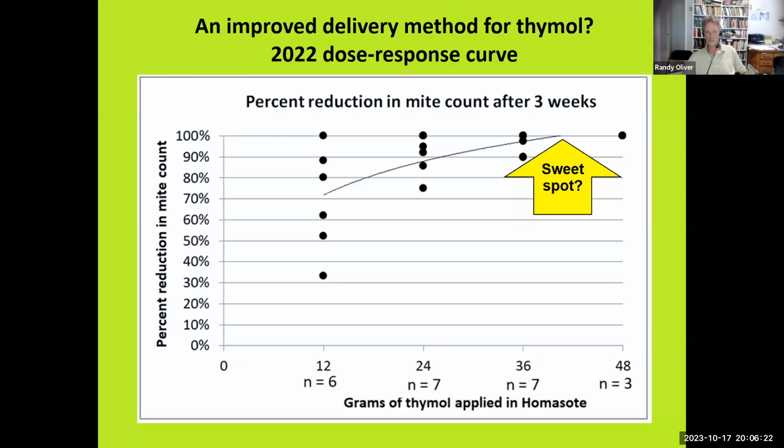The bees responded just fine to that. So we tried 24 grams and they responded fine too. So we went to 36 grams and they still did okay. We went up to 48 grams in hives in hot weather, and the colonies tolerated it just fine. And as far as percent mite reduction, it looks like the sweet spot would be just about 40 grams of thymol applied that way.